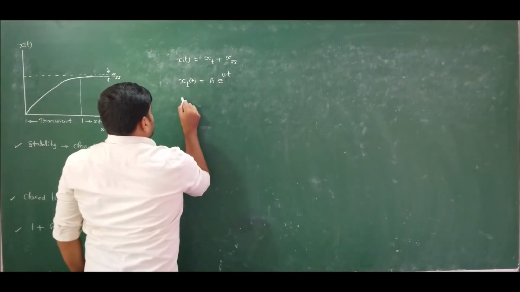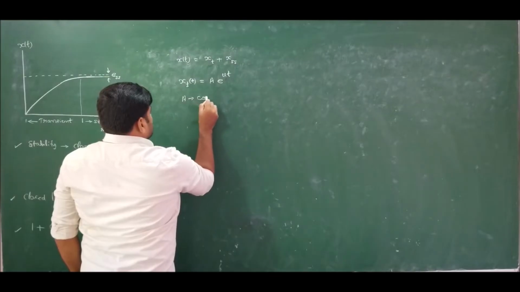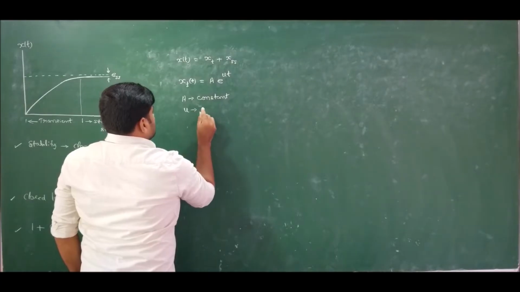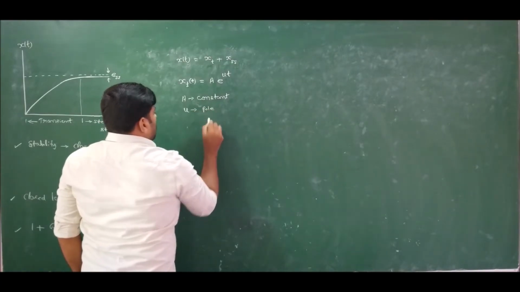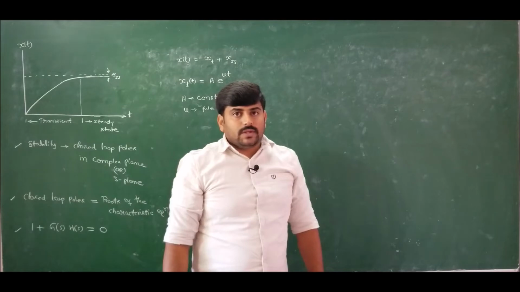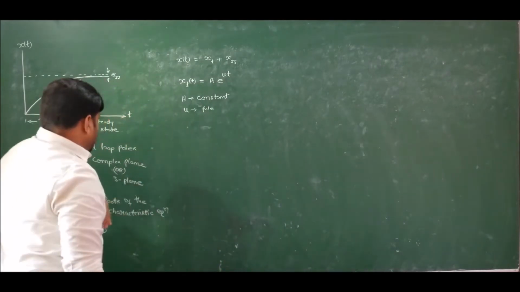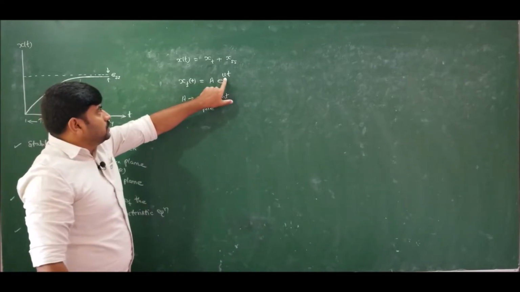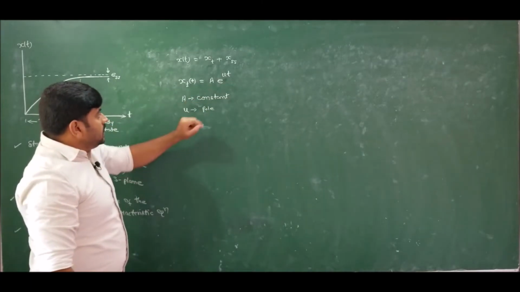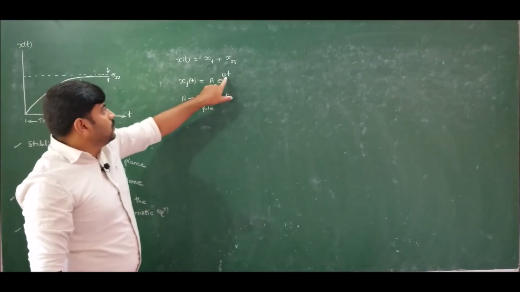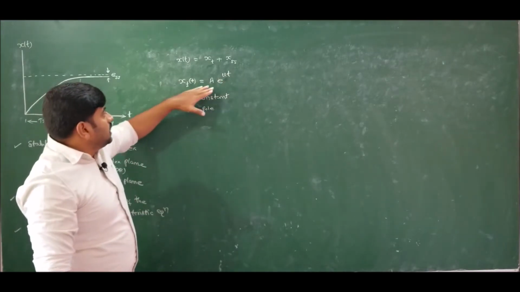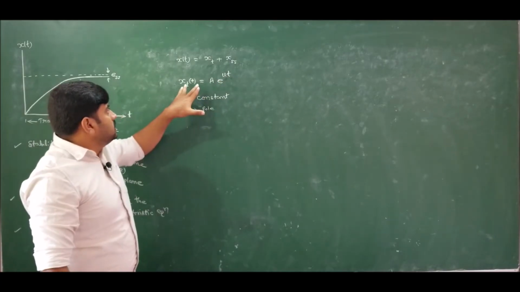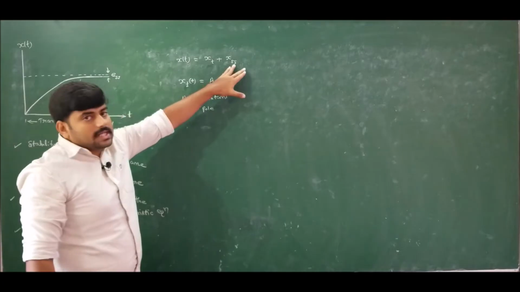So, what is u here? a is constant, whereas u is the pole or root of the characteristic equation. Now, a careful observation will reveal that if the value of u is negative, what happens? As time reaches infinity, this will vanish and the system reaches the steady state quickly.